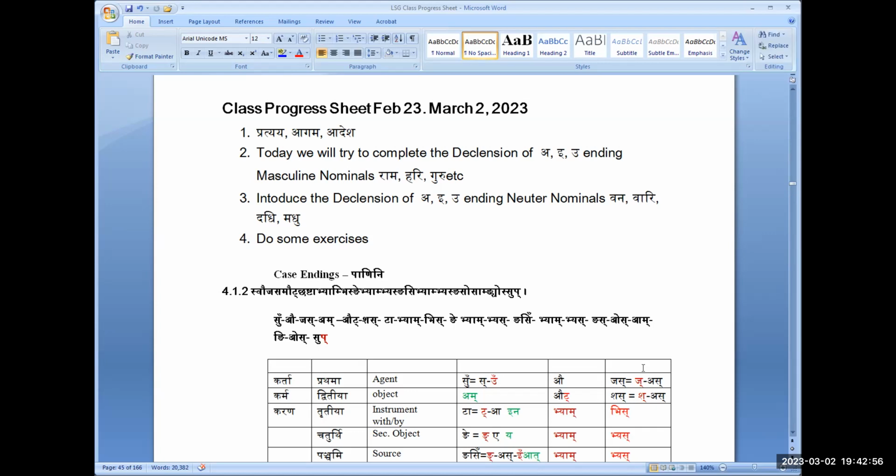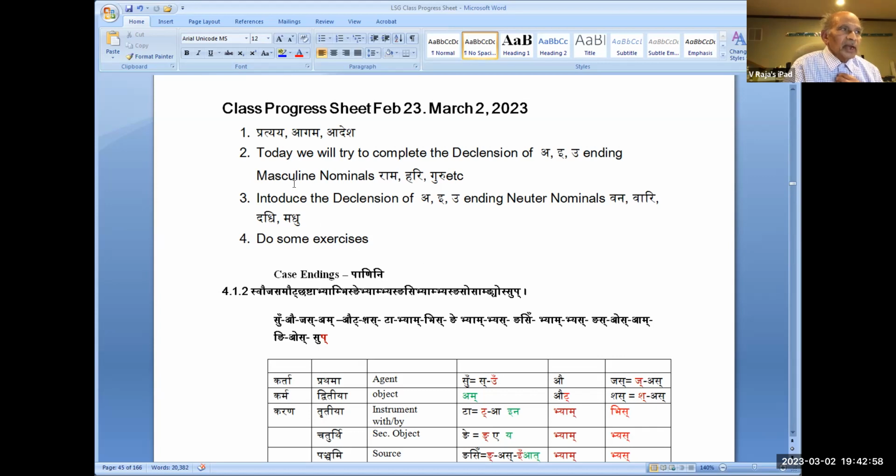Okay, today what we'll do is, I explained this before, but I'm going to go in detail. What is a prachaya? What is a agama? What is an adesha? Where do you put them? And how do you know where to put them?